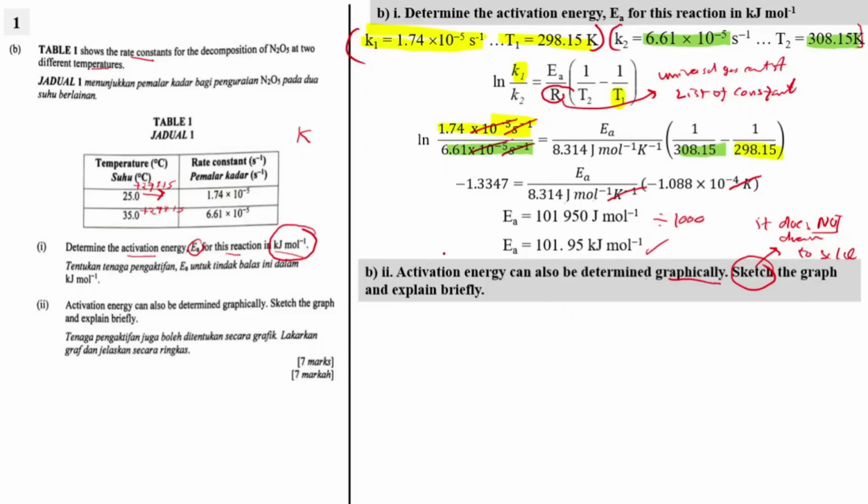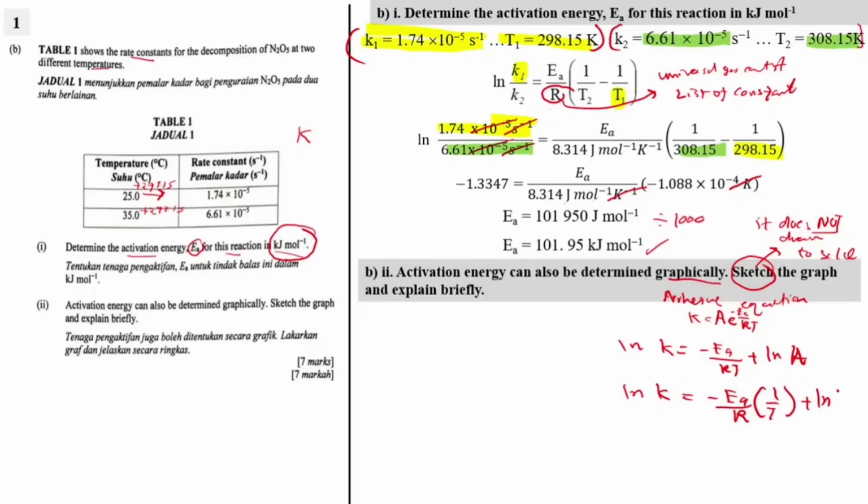Okay. So in order to get the activation energy, as usual, we need to look at the Arrhenius equation. Our original Arrhenius equation is k equal to A e to the power negative EA over RT. And we can take ln on both sides. So we're going to get ln k equal to negative EA over R times 1 over T plus ln A. Okay, so this is what you're going to get.